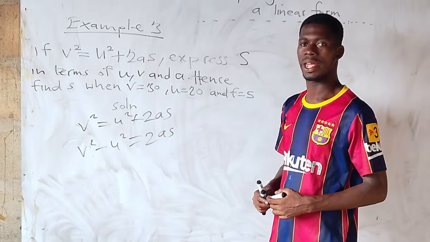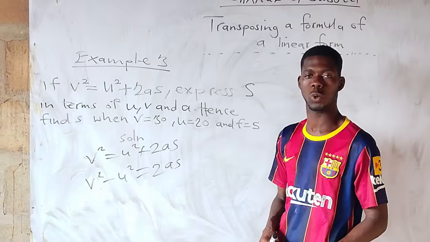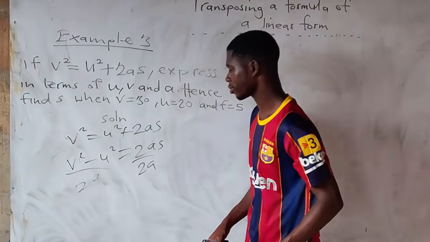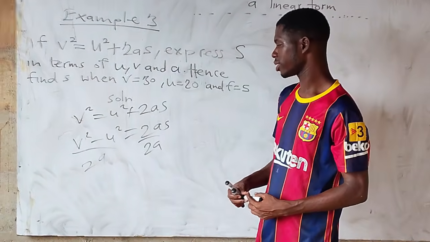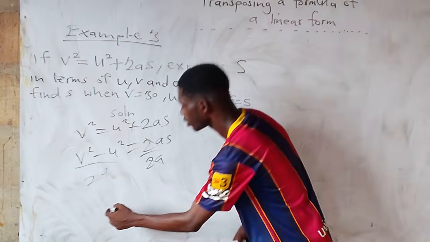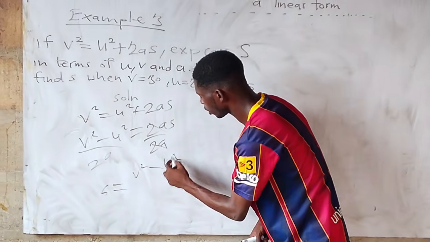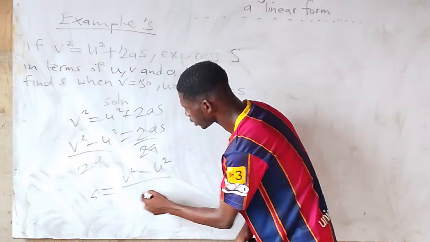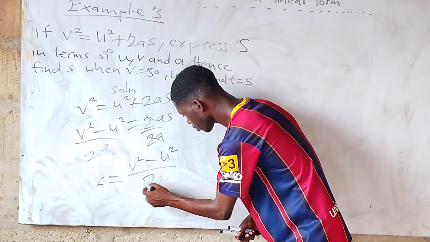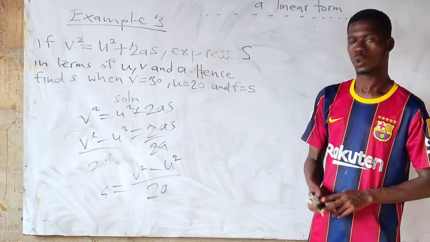Then when you are done, you divide both sides by the coefficient of s, which is what? 2a. Yes, 2a. So you divide both sides by the coefficient of s, which is 2a. So therefore 2a, you cancel this one, then s is equal to what? V squared minus u squared over 2a. So that's the final answer.